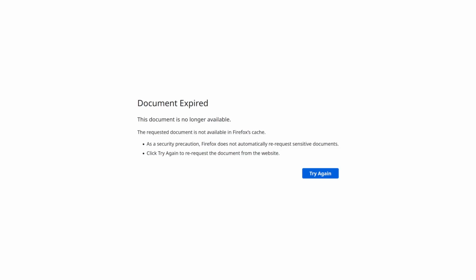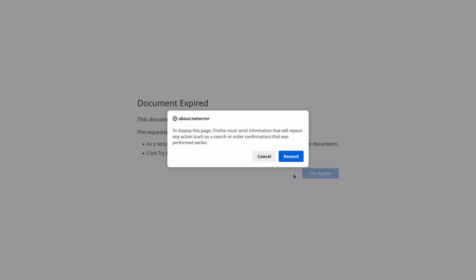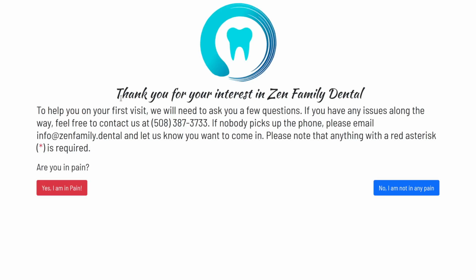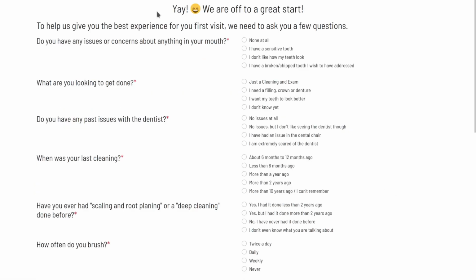Going back, it's expired because we've selected one particular type, pain or no pain already, so that's why it's asking us to try again. So you can resend this. And now we're going to do no, I am not in any pain. So these are simple screening questions so you know what the patient's chief complaint is.